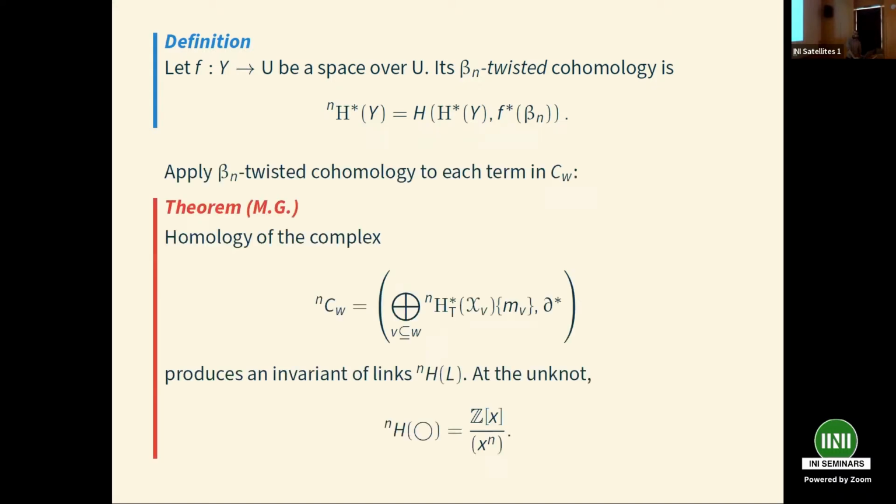And then one result in the link cohomology world is that when you use this twisted cohomology in the Khovanov complex, you indeed get again a link invariant, but this one looks a little bit different.